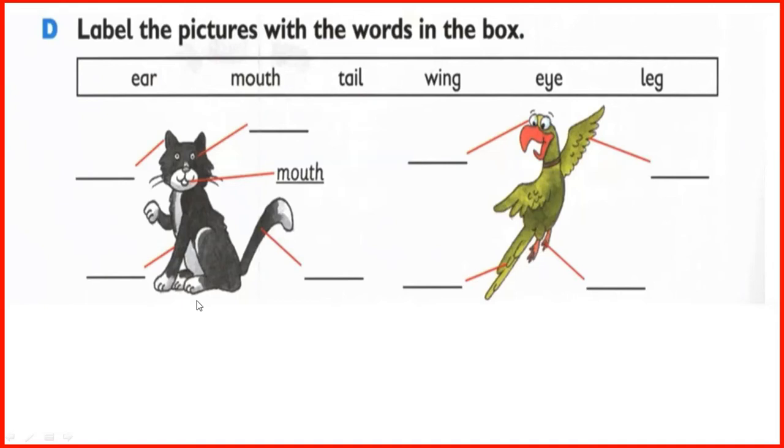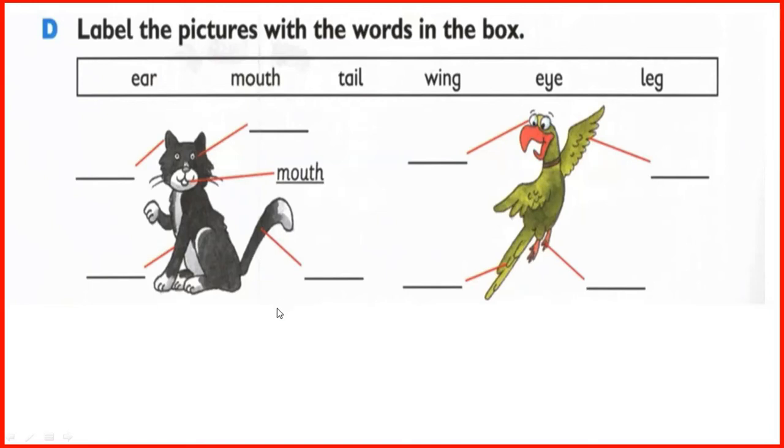Yes, this is a cat and this is a parrot. Tell me, what is this? Ear, okay, and this is eye. And this is mouth. And this is leg. This is tail. This is a tail of a cat. Again, ear, eye, mouth, leg, and tail.